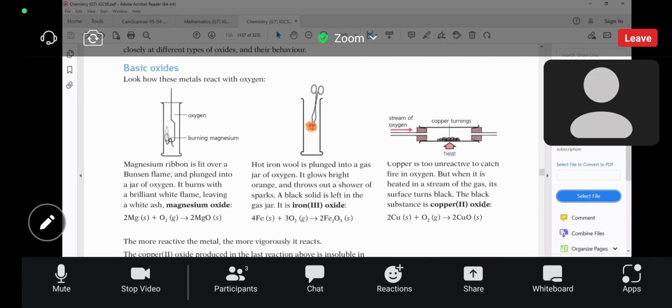Okay. So this is iron 3 oxide. The name of this substance is iron 3 oxide. So if an element has more than one oxidation number, we need to mention the oxidation number in the substance within the parenthesis. So this is iron 3 oxide and this is copper 2 oxide. This is copper 2 oxide. Okay.